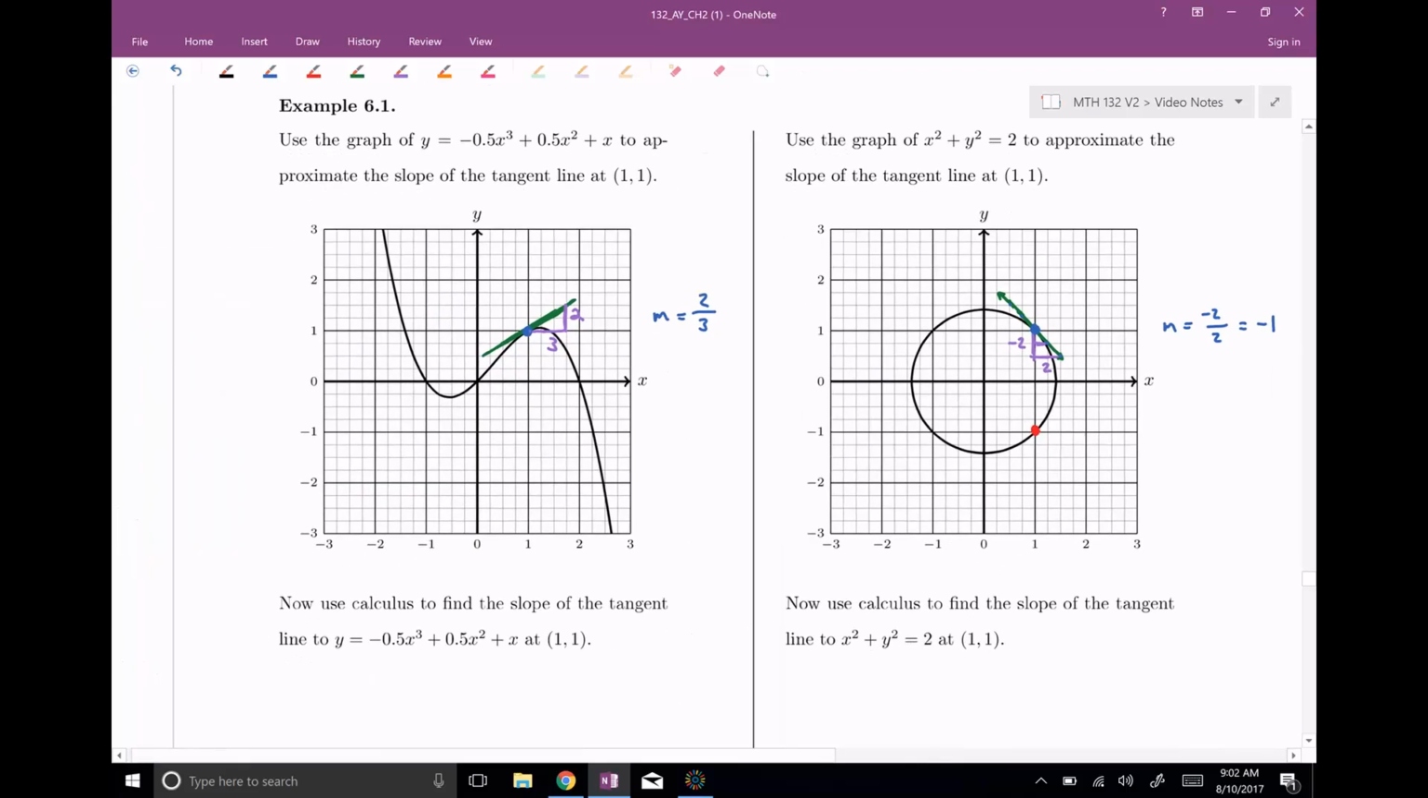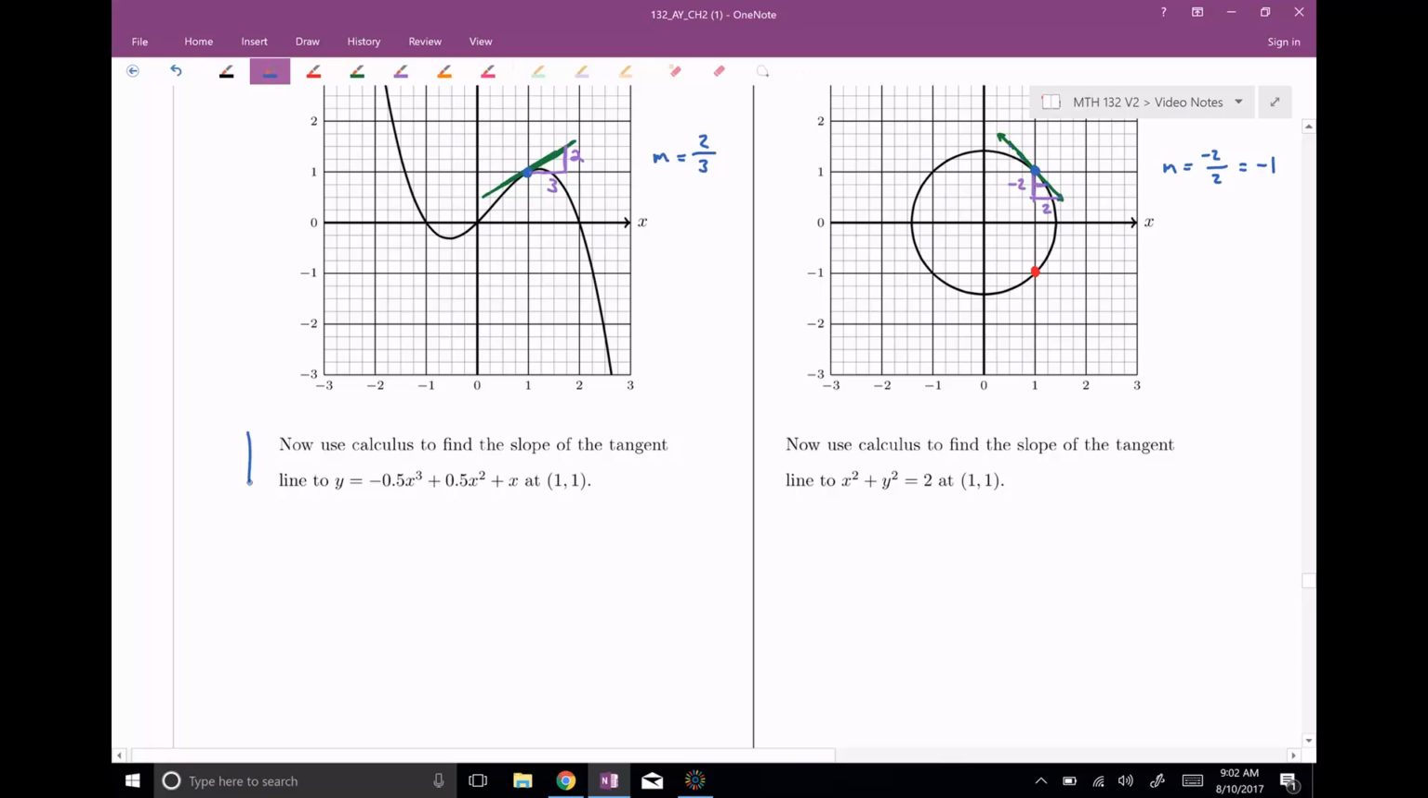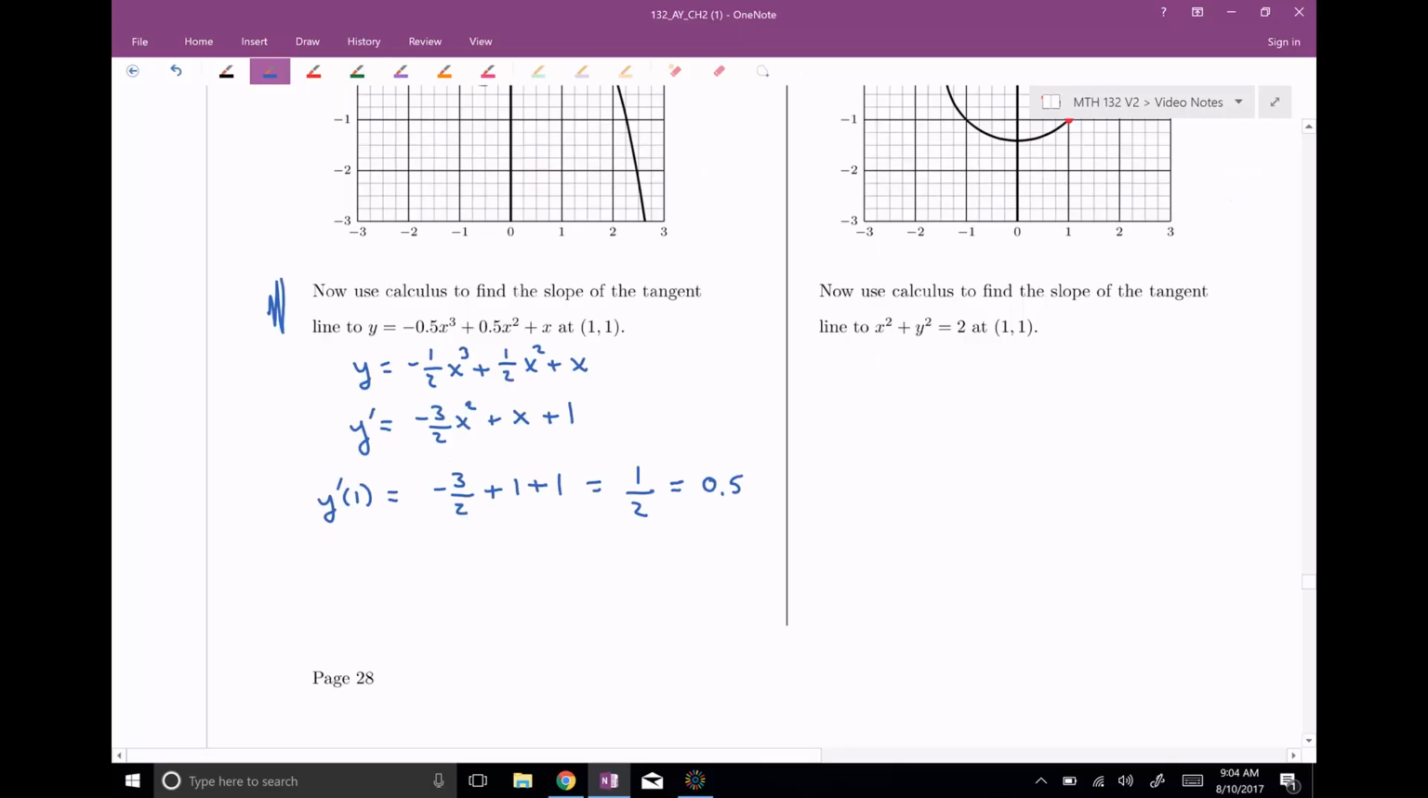Now let's go fairly quickly through this one, because this is just review. Now we're going to use calculus to find the slope of the tangent line for this function here at (1, 1). In this case, go ahead, pause your video, and I'd like you to solve this problem for me. Take 30 seconds, solve it as far as you can. Again, pause the video, and then I'll spoil the surprise. All right, and here we go.